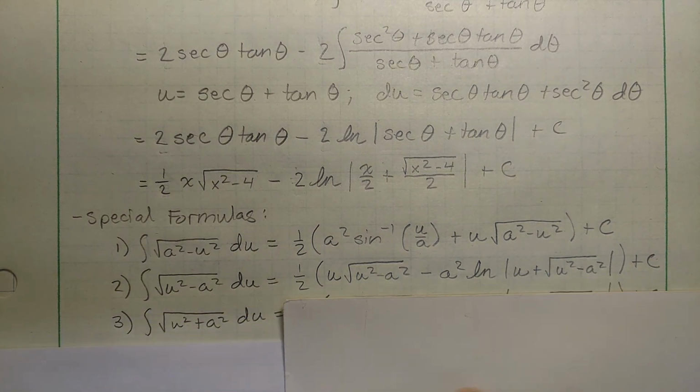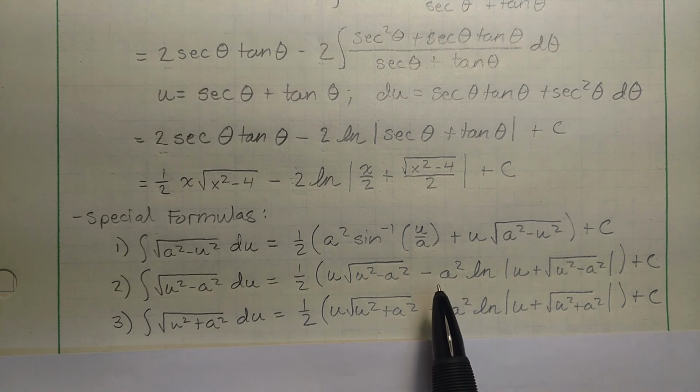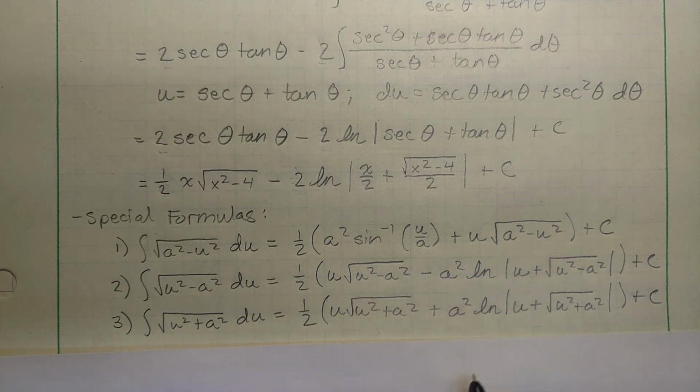Okay, the final form is if we have a sum underneath the radical. So we have the integral of the square root of u squared plus a squared. The good news to this one is it's exactly the same as the formula for the previous situation, except the only difference, instead of a minus in between these two terms here, we have a plus. Other than that, it's exactly the same.